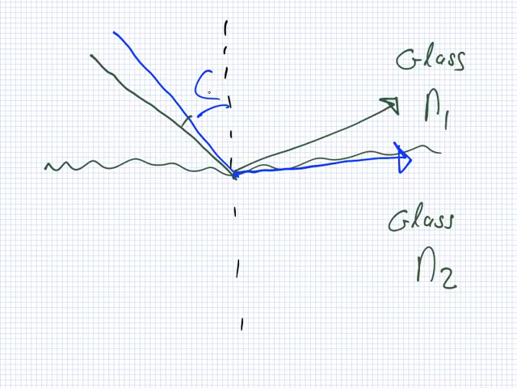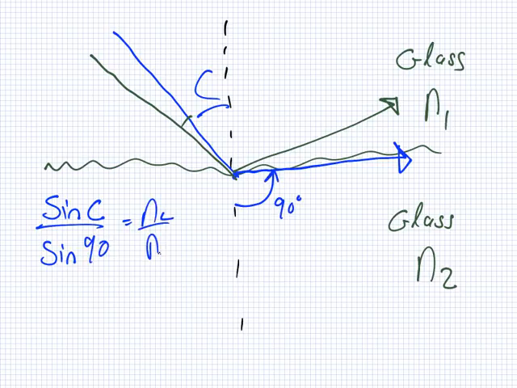Let's calculate it. Sine theta 1, what's theta 1 here? C. Over sine theta 2, and what's theta 2 here? 90. Equals N2 over N1. What's sine 90 though? 1. So you get C equals sine inverse N2 over N1.